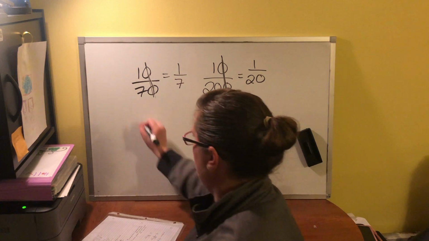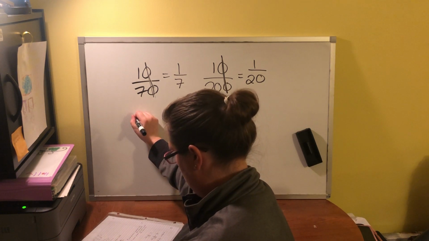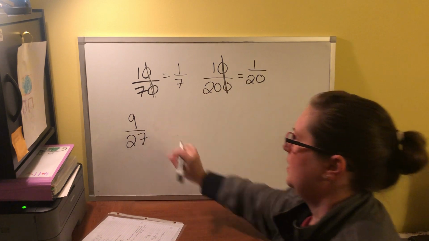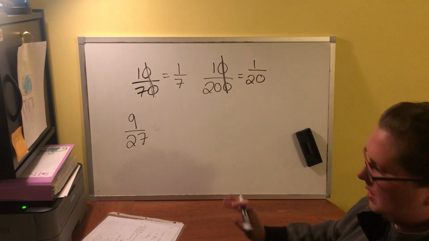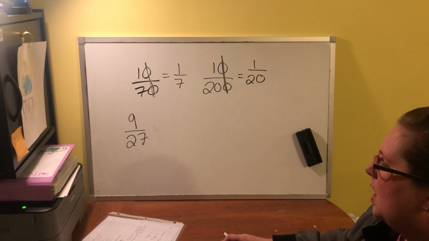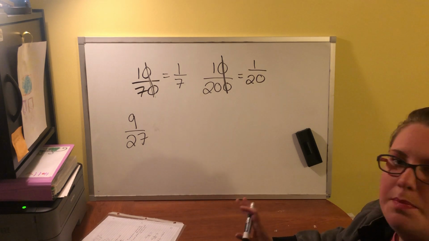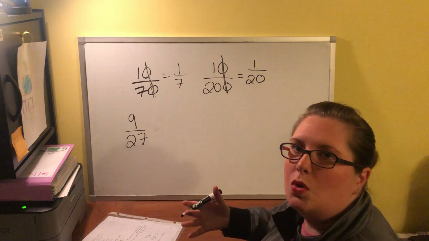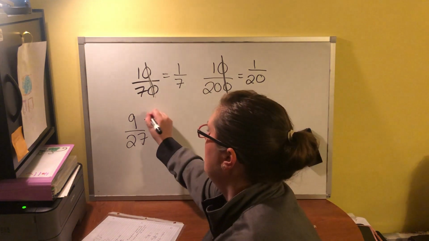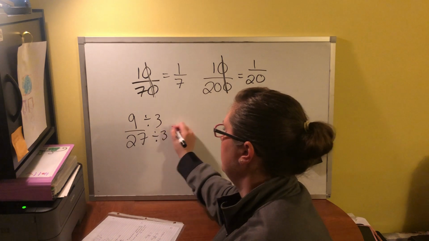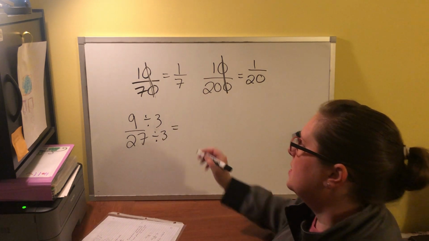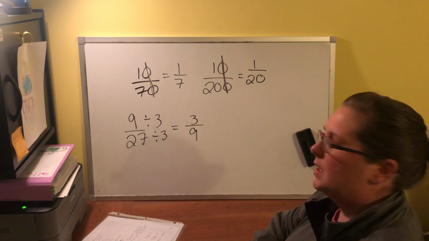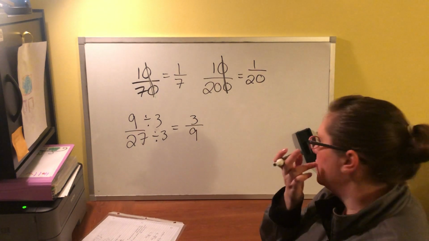Let's say they gave you 9 over 27. And let's say you weren't exactly sure where to start, but you knew that both the numerator and denominator are divisible by 3, okay? And let's say you weren't sure that it was divisible by 9, that's okay. Let's say you started with a 3. So 9 divided by 3 is 3. 27 divided by 3 is 9. And then we're going to look at our answer again and double check ourselves.